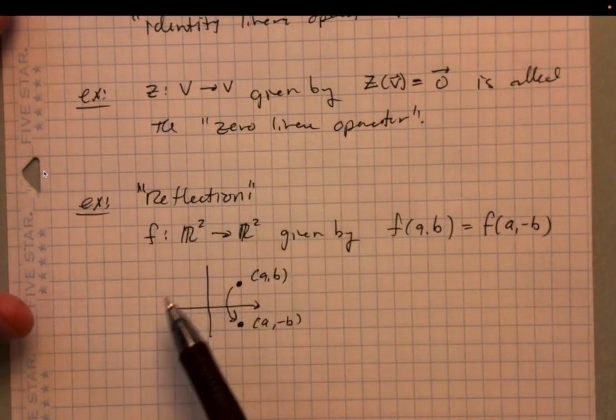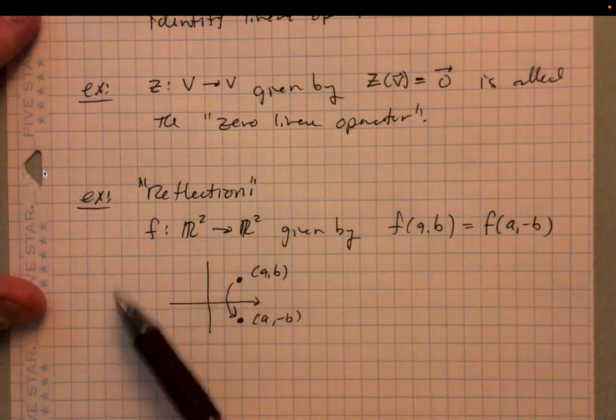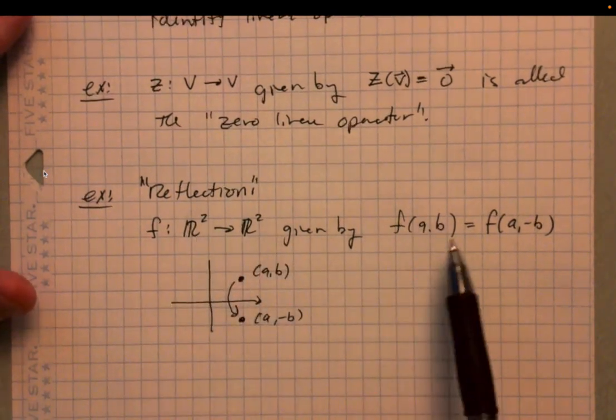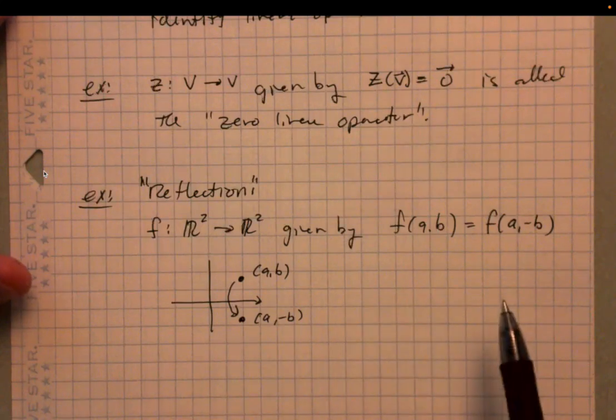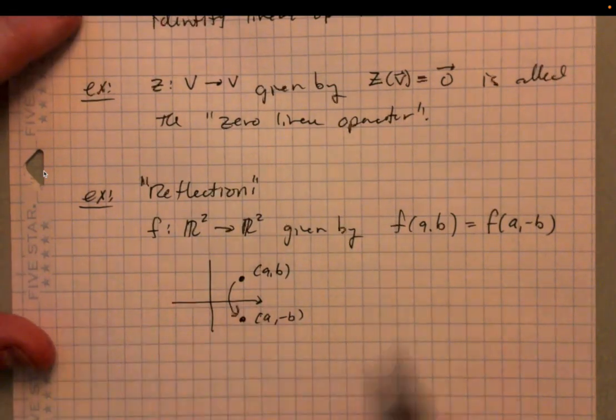And so you can reflect across any axis, right? Here's R2 to R2, but you could expand this to R3, and you could flip across the XY plane, or you could flip across the XZ plane, or whatever. You could do this in Rn and flip across whatever axes you would like. So that's called a reflection.